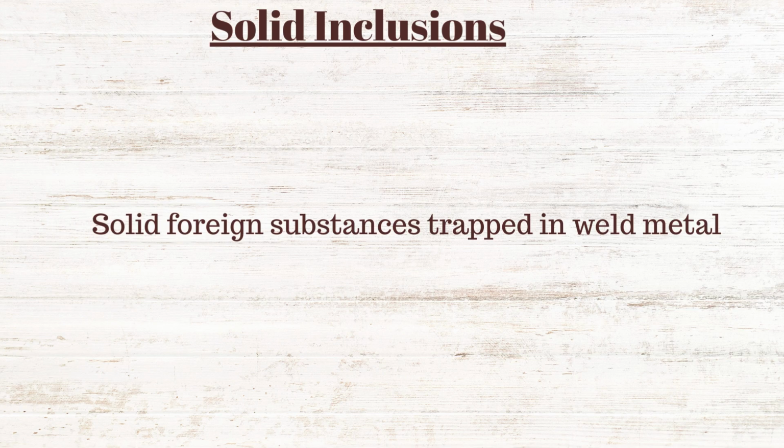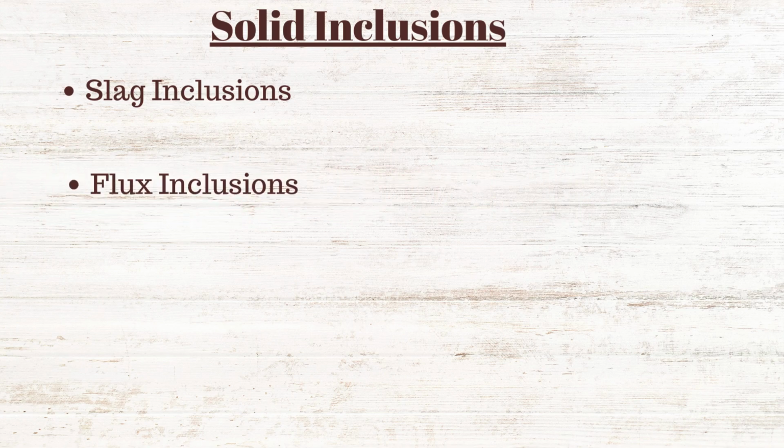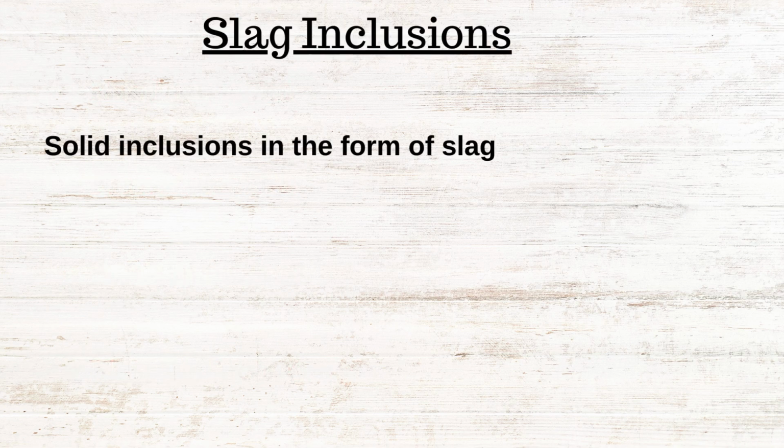Solid inclusions are solid foreign materials trapped inside the weld metal. Solid inclusions are classified into four categories: number one is slag inclusion, number two is flux inclusion, number three is oxide inclusion, and the last is metallic inclusion. Let's understand each type of solid inclusion in slightly more detail.